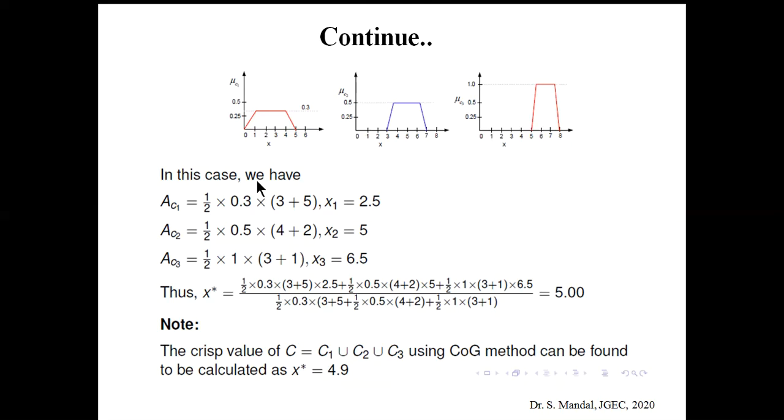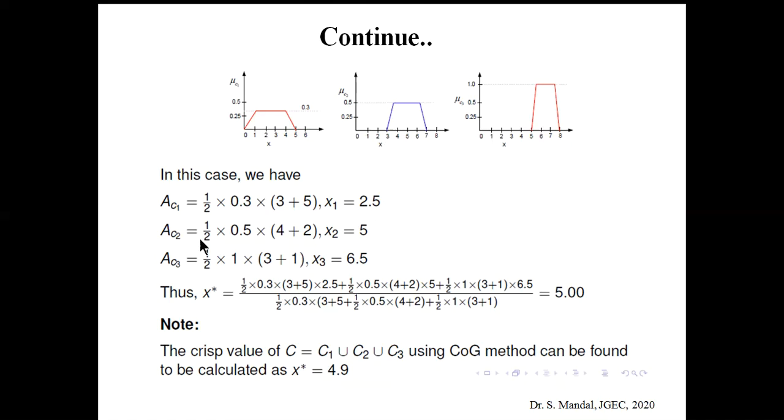we need to calculate the area. We need to identify the area for mu c1. So ac1 will be half into 0.3 into 3 plus 5, that is the area rule for the trapezoid. This one is the trapezoid membership function, so by using this formula you can get the corresponding area. And the value of the geometric center will be 2.5, as x extends from 0 to 5, so the center will be at 2.5.